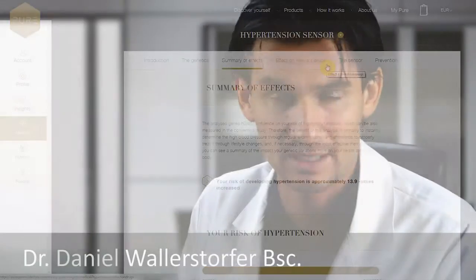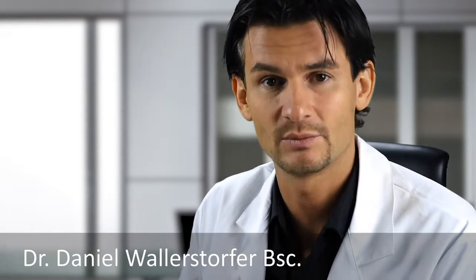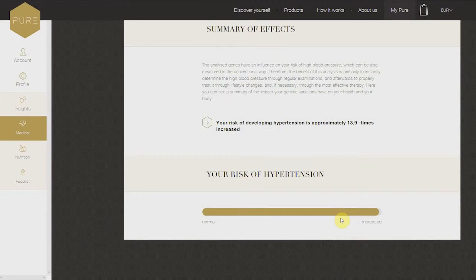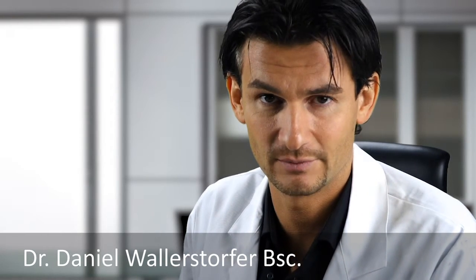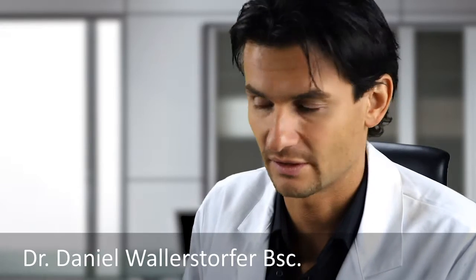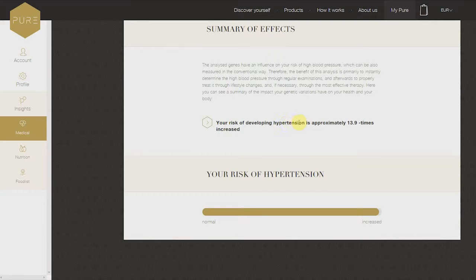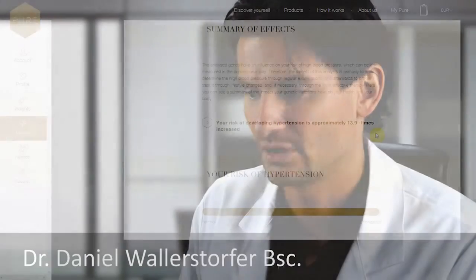Now, this is just an example, so do go to your own account or to your own booklet to see what your personal risk is, because it very likely is different to the example that I'm talking through here. So in this case, this person has a very high risk of hypertension, which means that almost all of his genes are of the very unfortunate type, meaning that they all increase his risk of developing high blood pressure. And up here the summary says your risk of developing hypertension is approximately 13.9 times higher than that of the general population.